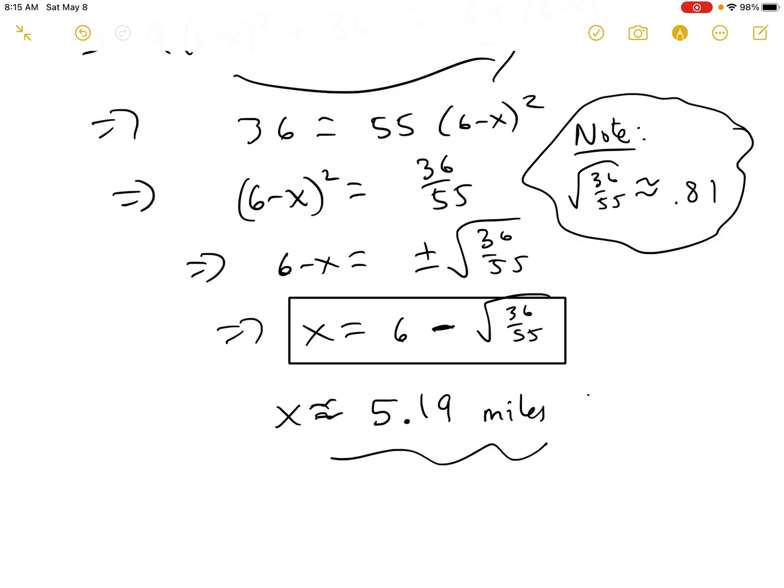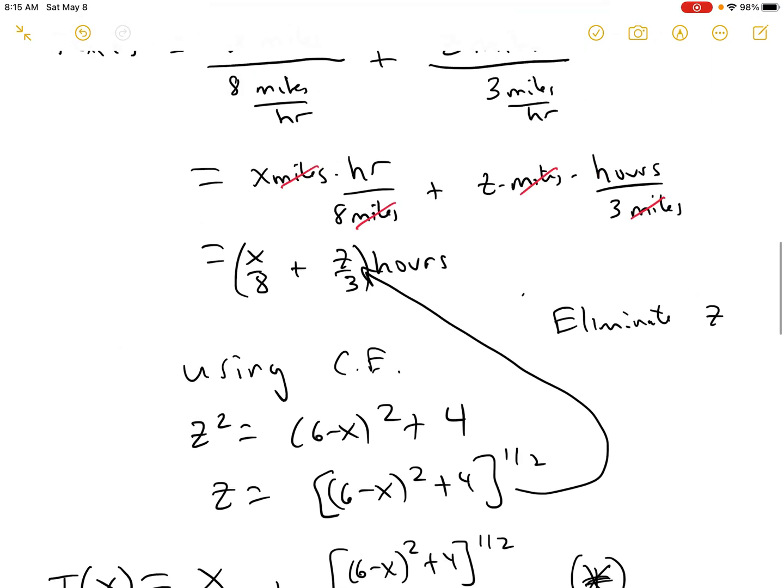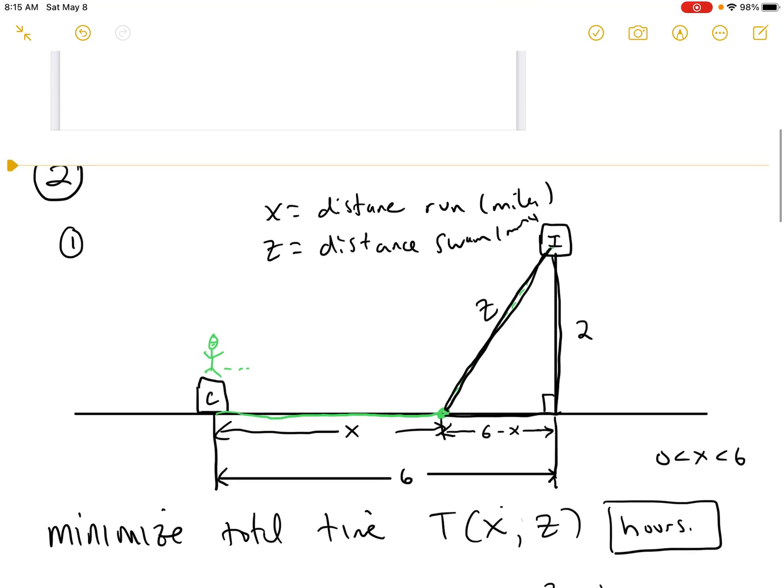And so that answers the question: how far would you run? You would run 5.19 miles and then start swimming. Probably a couple more miles to go. That's a good workout. It's a Pullman workout. Tough to get back though. You'd be pretty tired.